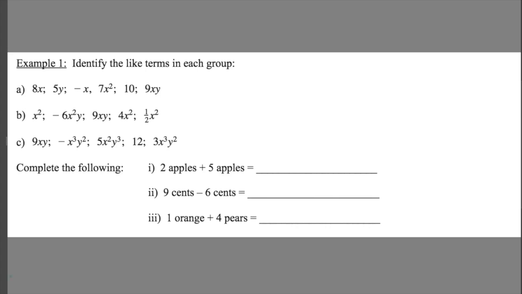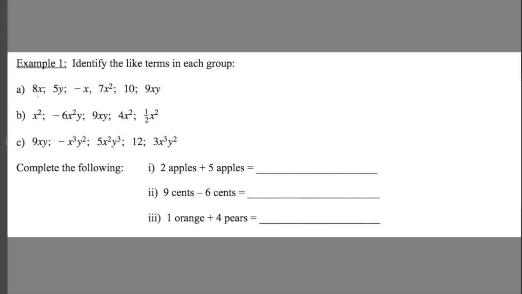Hello. We're going to be going over the examples for collecting like terms. So for example 1, it's asking to identify the like terms in each group. Here we're looking at the letters and the exponents that are listed. So we have 8x, 5y, negative x, 7x squared, 10, and 9xy.